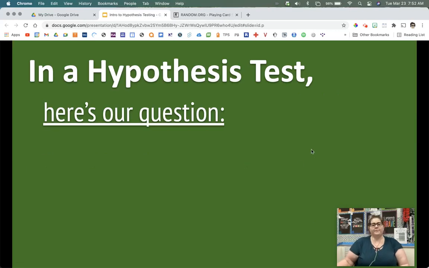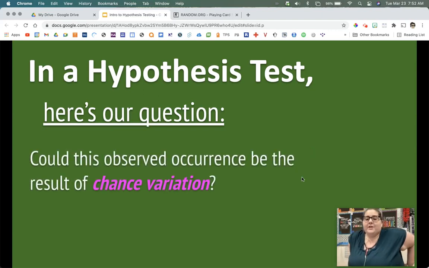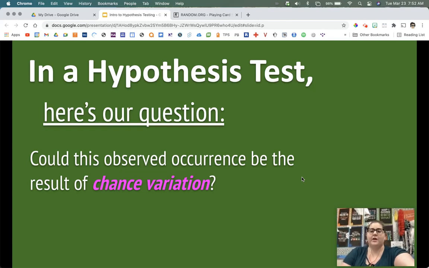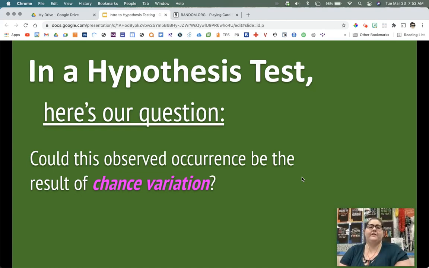Okay, so here's our big question. In a hypothesis test, our big question is, could this observed occurrence be the result of chance variation, right? We know when we take samples, we're not always going to get a perfect representative sample. Sometimes it's going to be off in one direction or the other. When I pick a sample of beads out of the sampling bowl, I'm not always going to get exactly 21% red beads, even if there truly are 21% red beads in the bowl. There's going to be some off in one direction or the other.